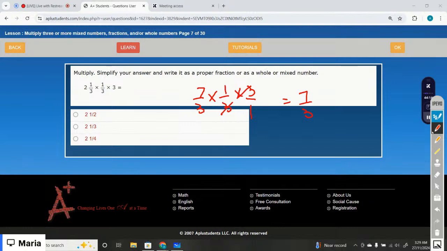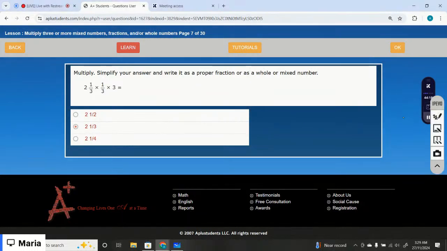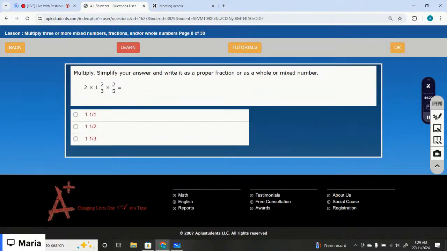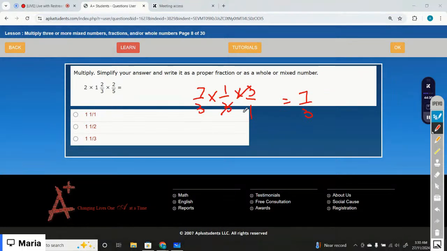7 over 3. Option number 2 is the correct option. Very good. That is 2 whole 1 by 3. 2 times 1 whole 2 by 3 times 2 over 5. So which is the correct option? 3 times 1 is 3 and 2 is 5 over 3 and 2 over 5. 5 and 5 cancel out. That is 4 over 3. So which is the correct option?